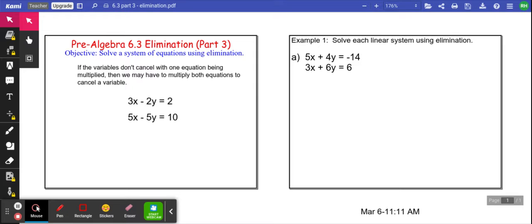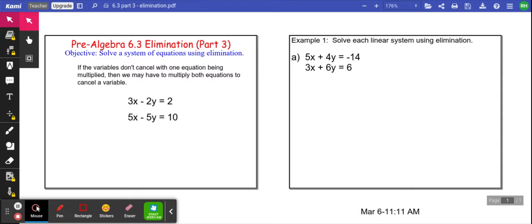So for this one, we have 3x and 5x, or we've got negative 2y and negative 5y. For me, it doesn't really matter here because we're going to have to multiply both of them either way. I see 5 and 3 becoming 15, or in the middle, we could make 5 and 2 become 10 because they share those numbers. So you're always thinking about what numbers they can multiply by to be.